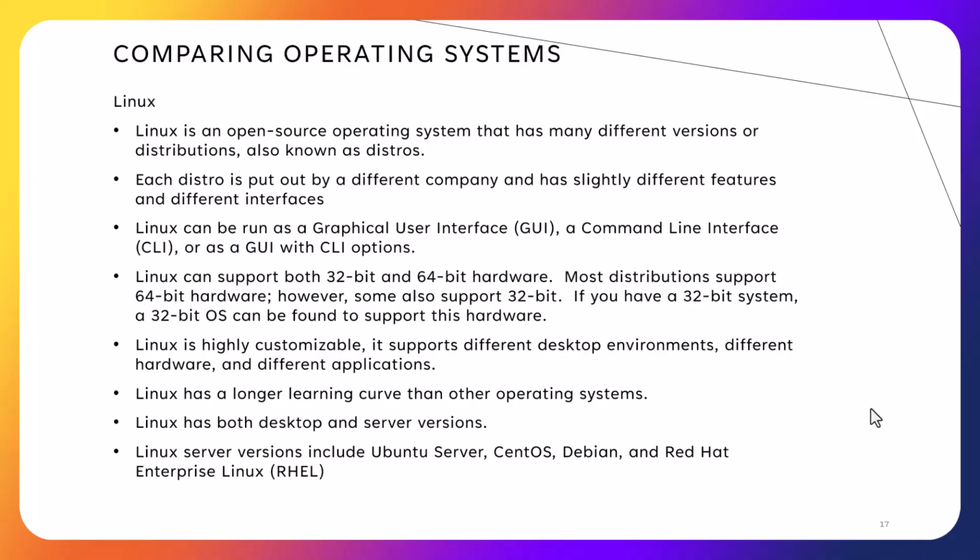Linux is an open source operating system that has a whole lot of different versions and different features. These different versions or distributions are also known as distros. So a lot of times you'll say, hey, what distro are you running? They're talking Linux, and usually they're talking about the different versions out there that are put out by different companies. So you'll have, say, Red Hat Linux, Ubuntu Linux, Mint. Those are all different distributions of Linux.